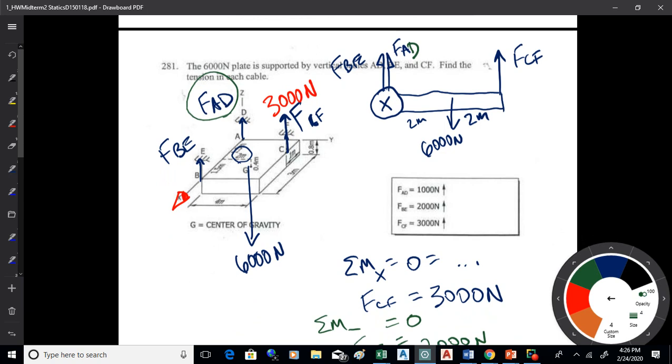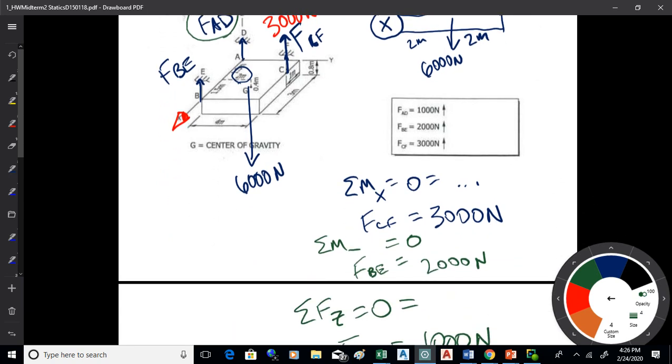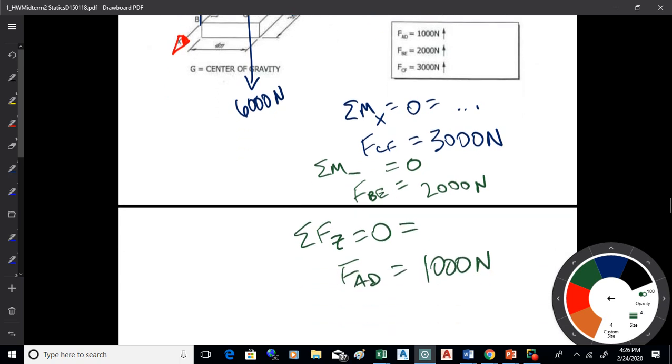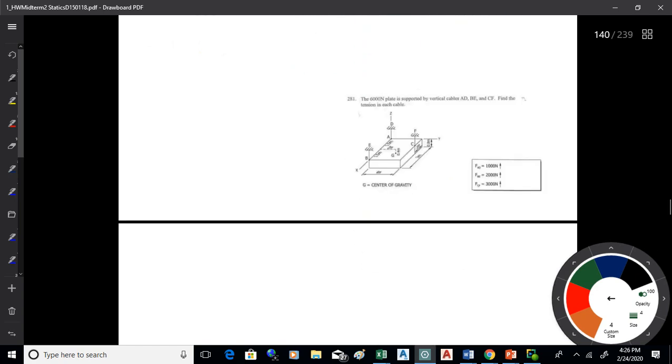So we got any questions on that one? Now you could also do a full-blown vector approach on this if you like, and that would work as well. So whichever ways work for you are fine. Just use whatever methods are most effective for you. Okay, we good on that?